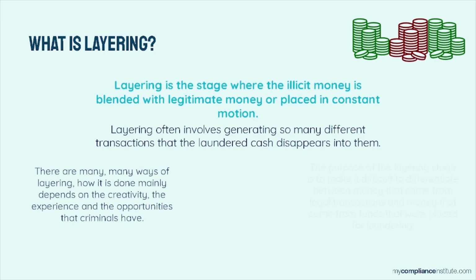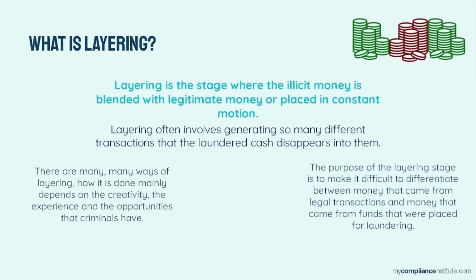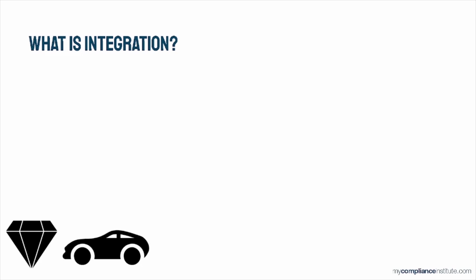There are many ways of layering. How it is done mainly depends on the creativity, the experience, and the opportunities that criminals have. There are different schemes, but in all schemes, the purpose of the layering stage is to make it difficult for even well-trained accountants to differentiate between money that came from legal transactions and money that came from funds that were placed for laundering.